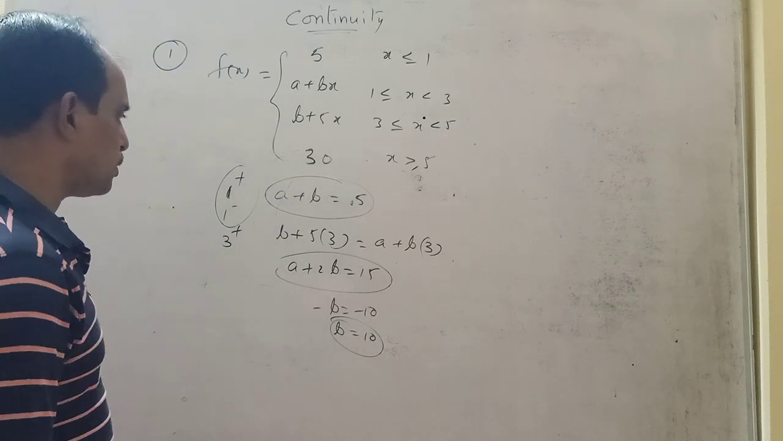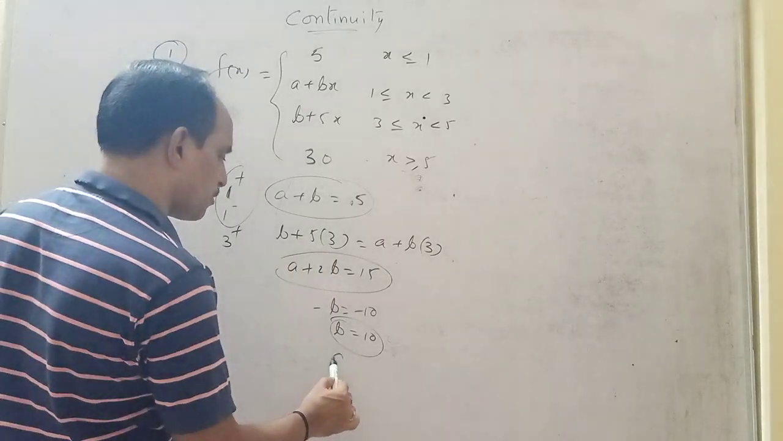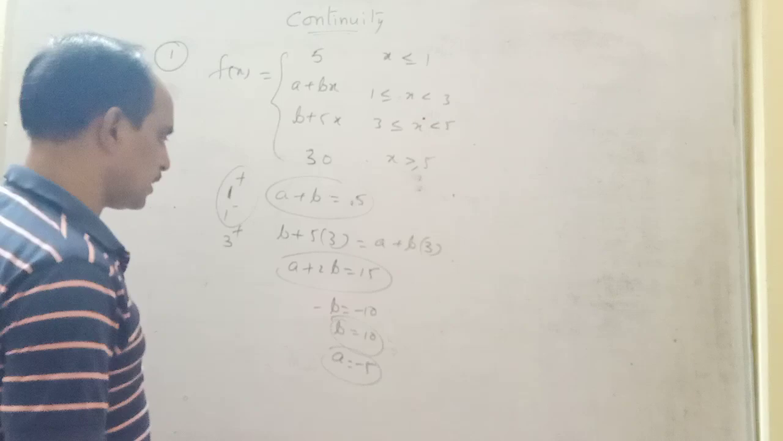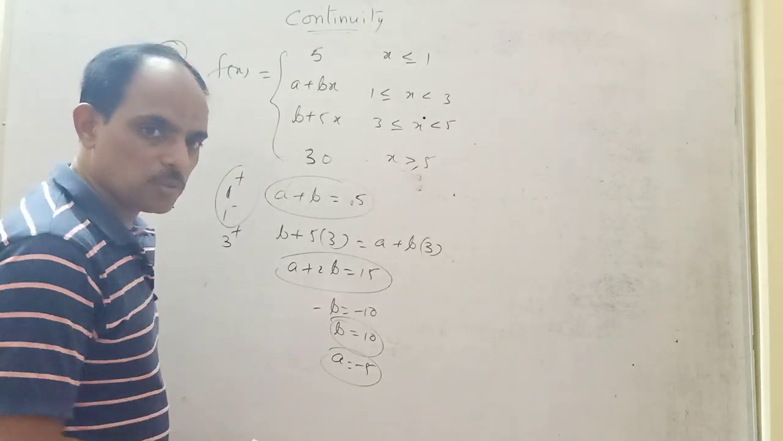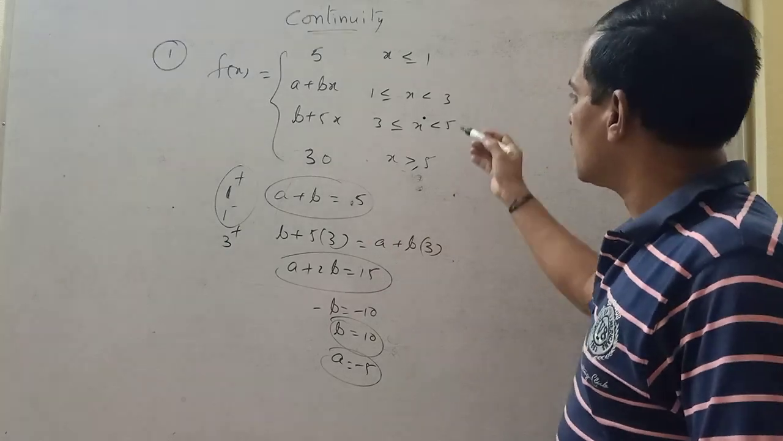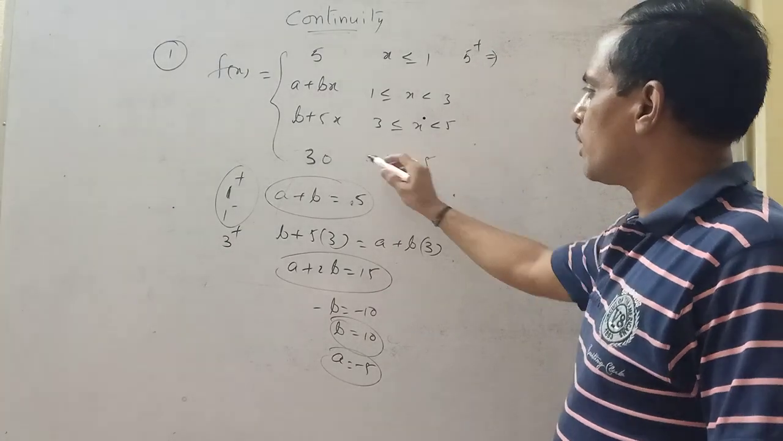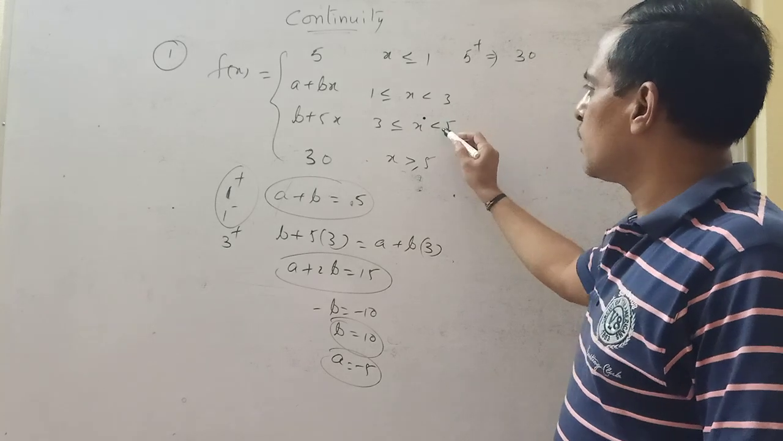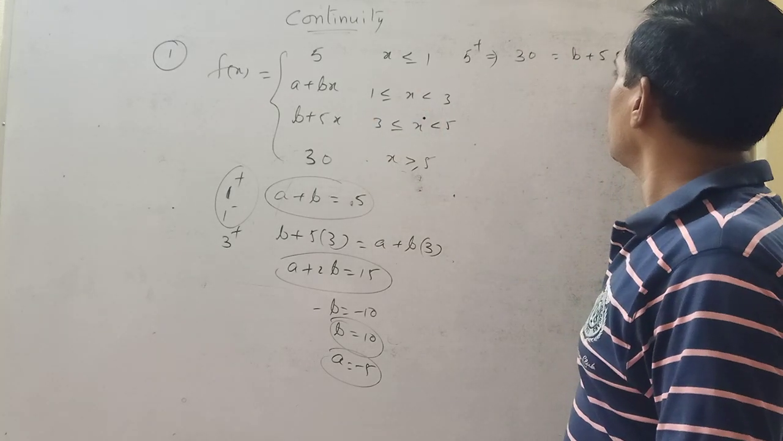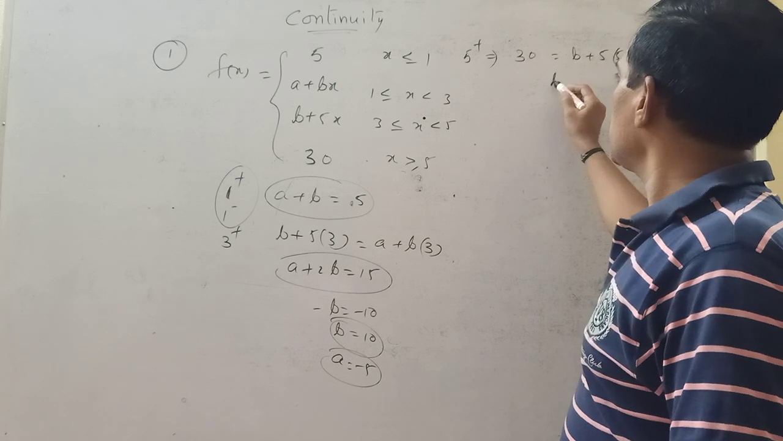If b is equal to 10, what about a? That is minus 5. A is equal to minus 5. Am I right? So exactly it's correct. Now you don't think that the answer is this one. Now you see 5 plus and 5 minus, what happens? 5 plus means the answer is 30, and 5 minus is b plus 5 into 5, that is b plus 25, so b is equal to 5.